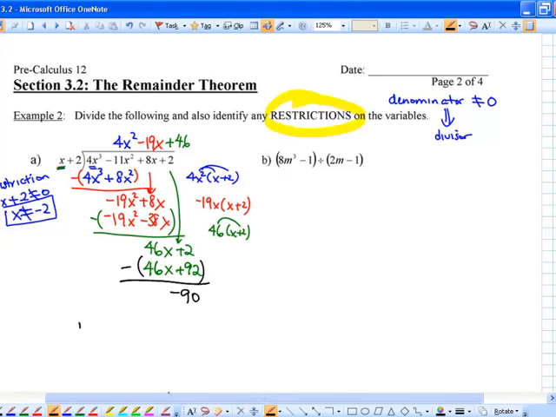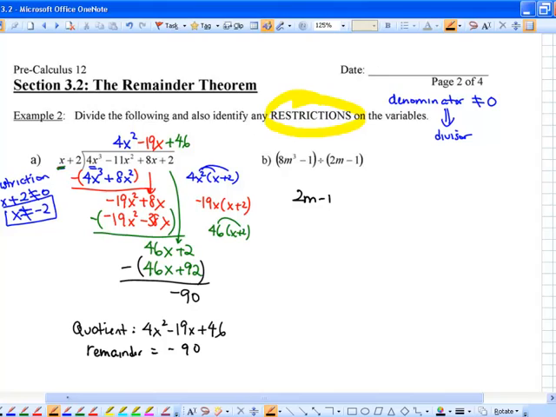So the quotient in this case, your answer, is just 4x squared minus 19x plus 46. This one has a remainder of negative 90. I'll really stop talking now for part B. Oh, maybe I won't. I will show you one quick thing for this one. At least I will do this for you.